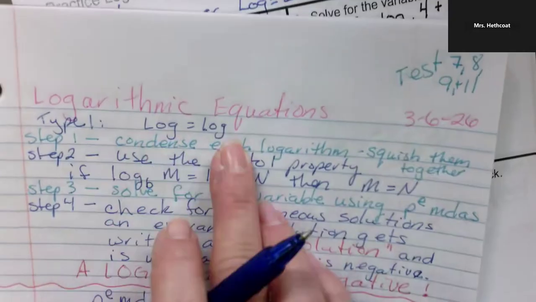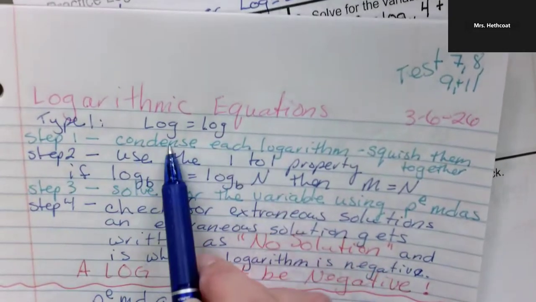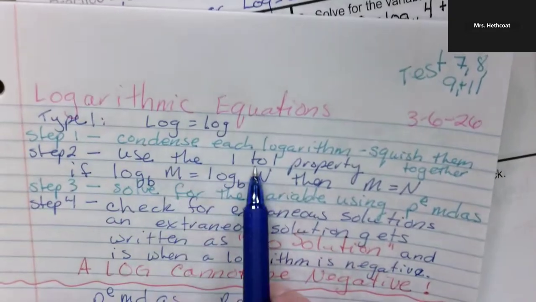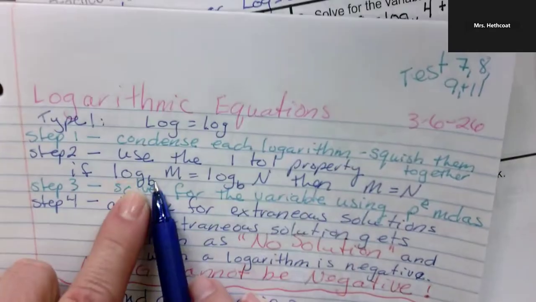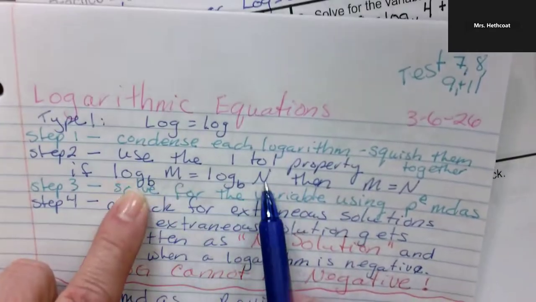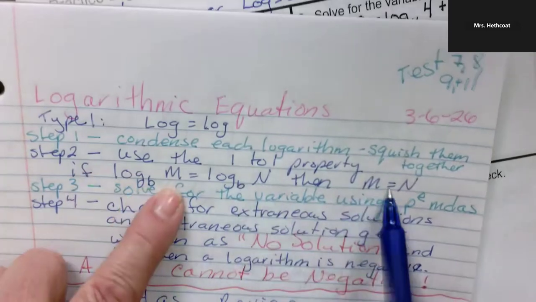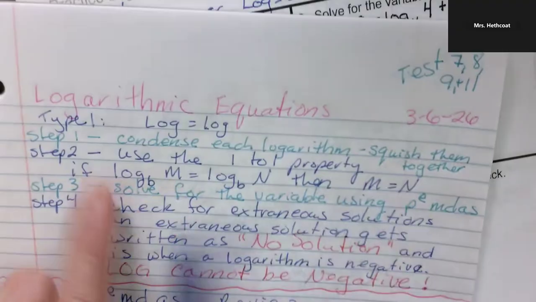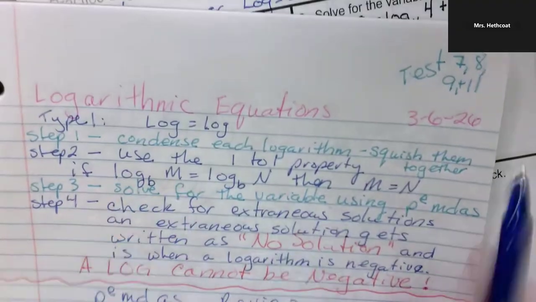log equals log. And so our steps for log equals log is going to be, we need to condense them, use the one-to-one property, which is gorgeous, because it says if you have log base b of m equals log base b of n, then you can cross out the log base b's and just write that m equals n. Then you solve for the variable, like in Algebra 1, and then we check for extraneous solutions. So let's go do that.